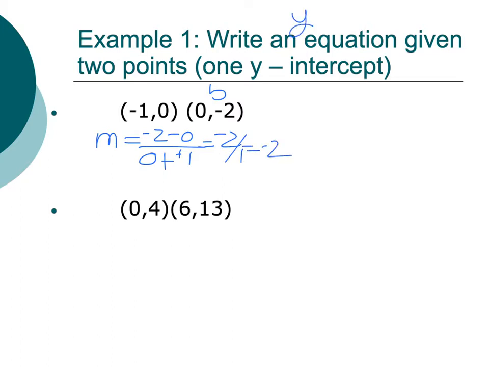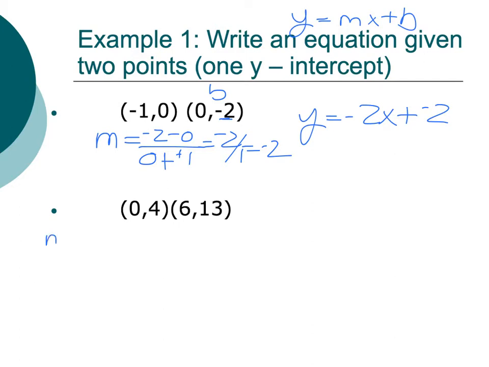Y equals mx plus b. M is negative 2, so y equals negative 2x. Your b value is the number with the 0 in front, so negative 2.